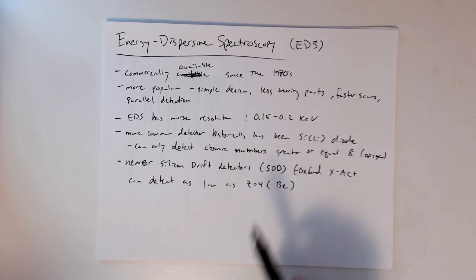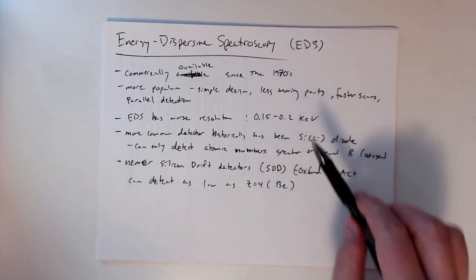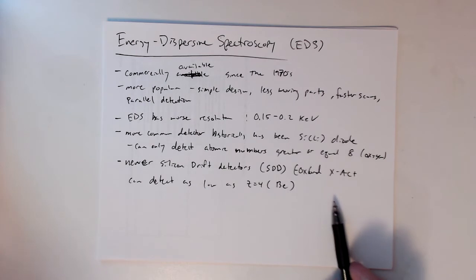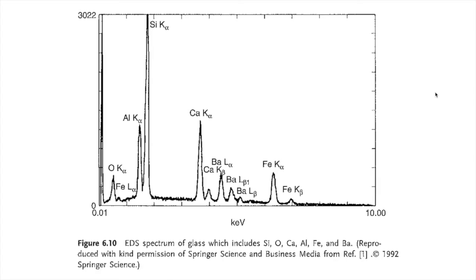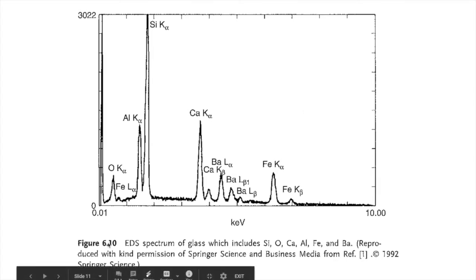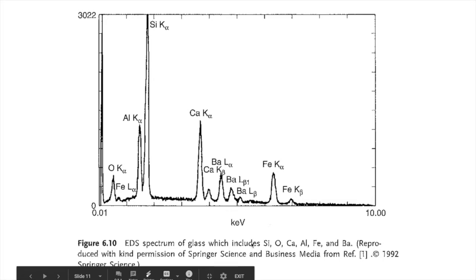Okay, so just like we did with WDS, I want to look at a typical spectrum that we would see in energy dispersive spectroscopy. So let me switch over and show you a typical spectrum. Okay, so this is a typical EDS spectrum. This is actually in our textbook, 6.10, and it's a spectrum of glass. So inorganic glass is silica, and also has other things like calcium oxide, aluminum oxide, iron, and barium oxides.